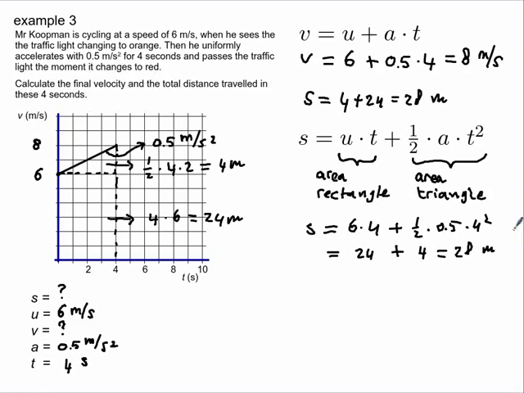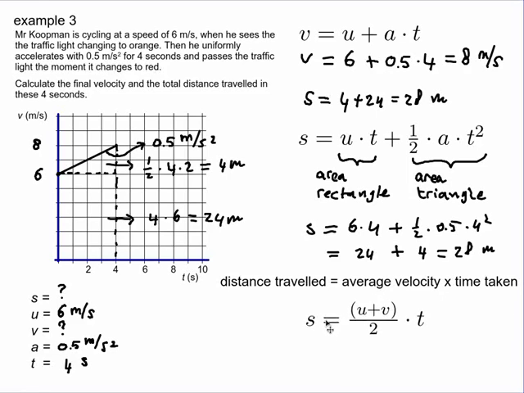Now finally, you can always use that the distance traveled equals the average velocity times the time taken. And for a uniform accelerated motion, the average velocity is just the initial velocity plus the final velocity divided by 2, which is given in this formula. You see, the initial velocity plus the final velocity divided by 2.